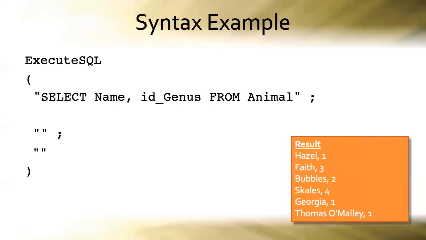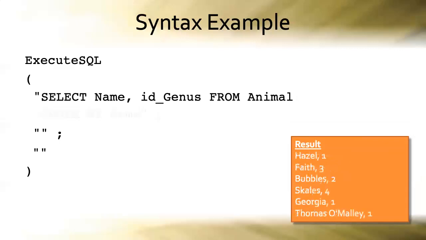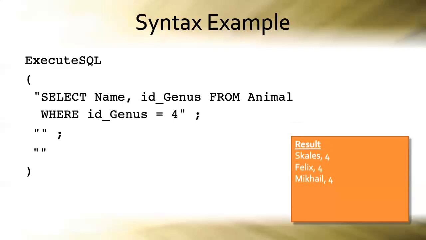The select statement, however, supports some additional clauses. Let's say we wanted the animals to be sorted by animal name. The order by clause sorts the records by one or more specified fields, producing this sorted result instead, A to Z. Likewise, the where clause lets us enter find criteria, similar to find mode in FileMaker, returning only these records instead, only those animal records where the ID genus value equals 4.